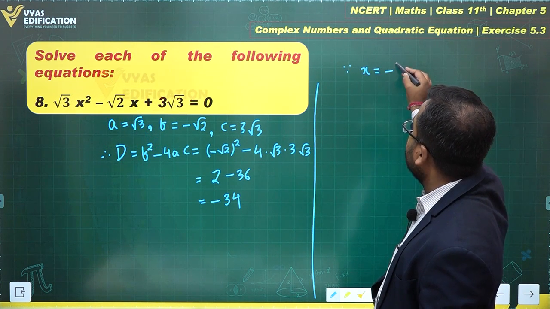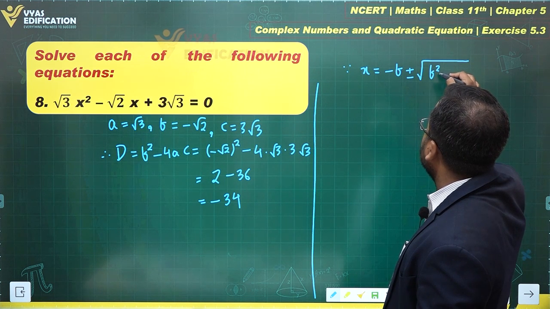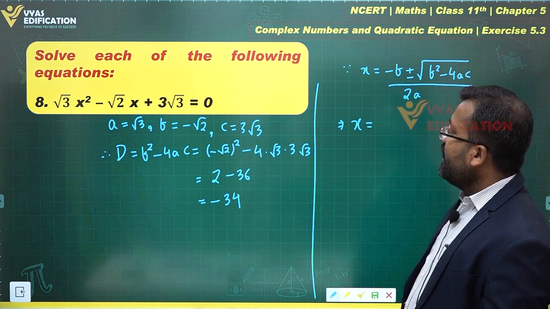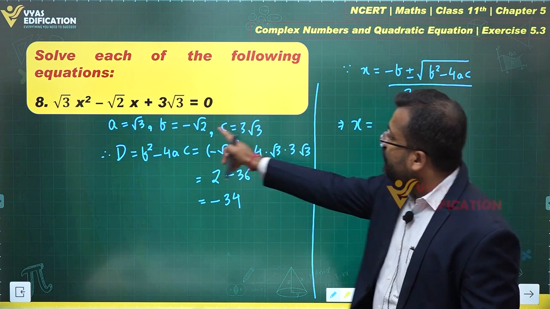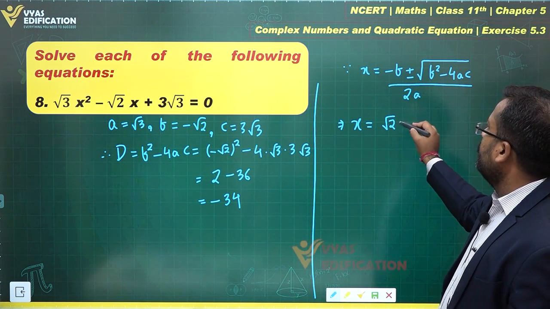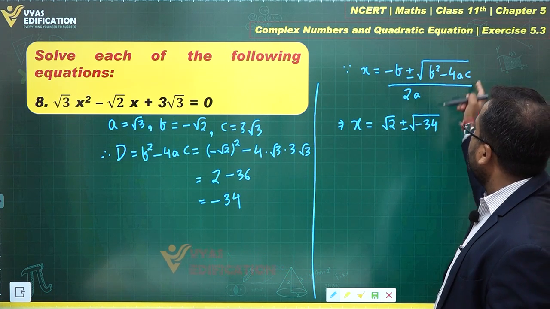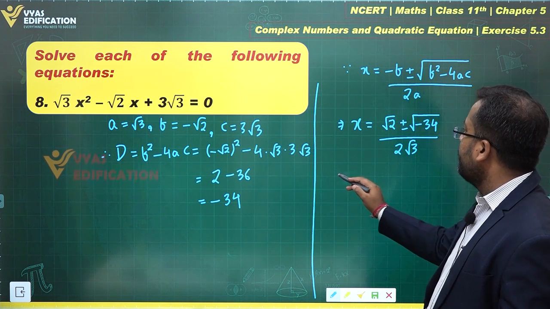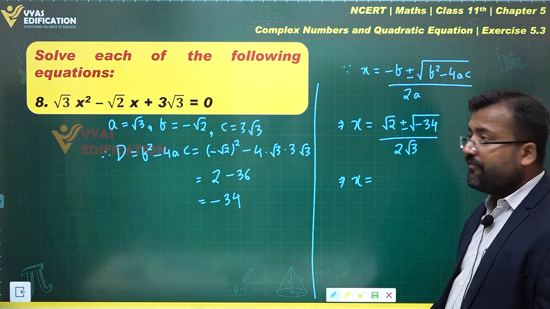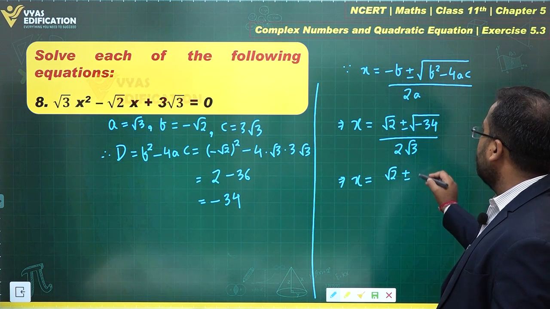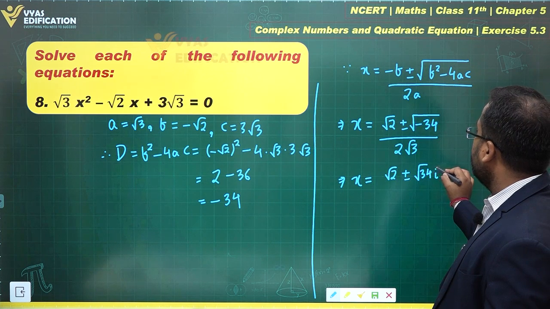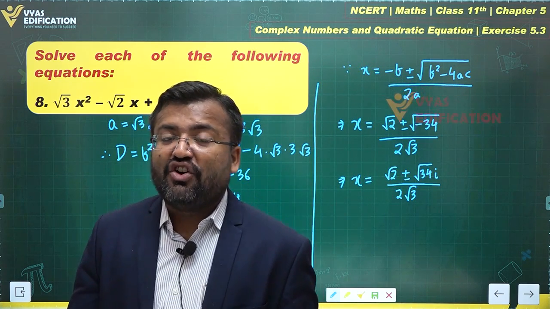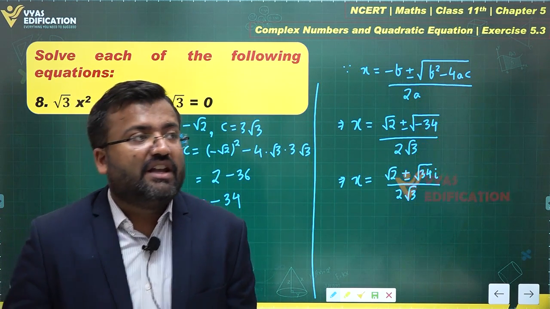Since x equals minus b plus minus under root of b square minus 4ac upon 2a, what happens in case of minus b? This is minus of minus root 2, which will become root 2 plus minus under root of minus 34. This whole value has already been found over here, upon 2 times this. x equals what? Root 2 plus minus root 34I upon 2 root 3.